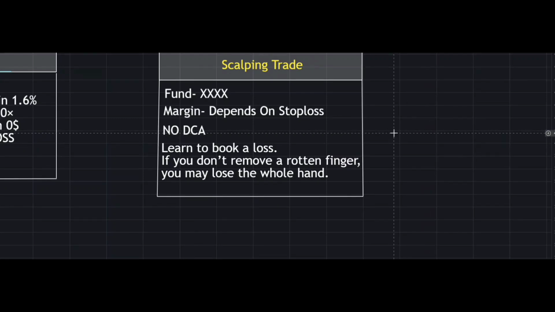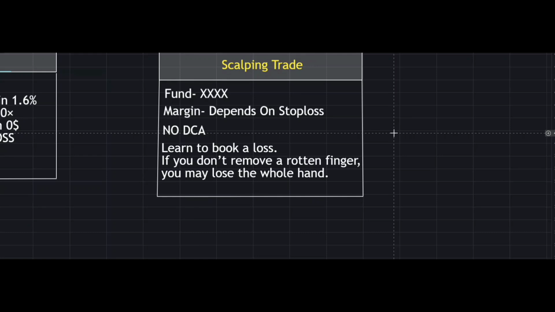Let's say you want to risk $50 in this trade. So you will set the margin like that. You will calculate how much margin you should take, so that even if it hits the stop loss, you will get a $50 loss, not more than this. Let's say if I take $100 margin and it hits the stop loss, I will lose $50. But if it hits the target, I will get $100 profit or $50 profit. That's how we do the scalping trade.